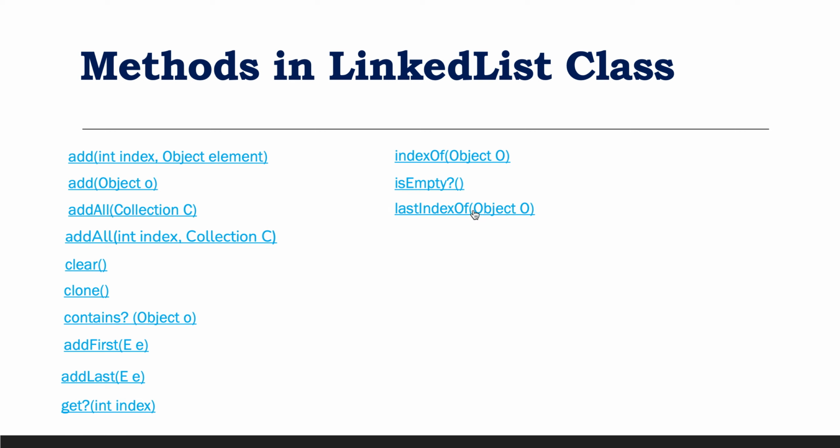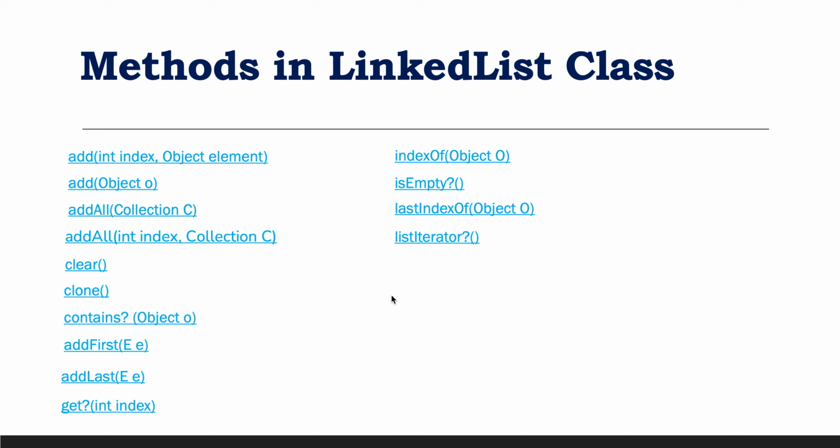And last index of method, similar to the index of method, it is going to return the position of the element from the last. Index of method, in the sense, is going to return the position of the element from the first. Let's say in the list the same element is available in multiple positions. So the index of method is going to return where it is available first from the starting position. Last index of means it is going to return the position where the element is available last.